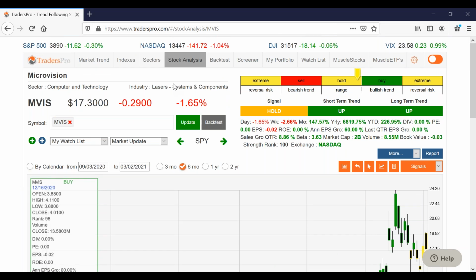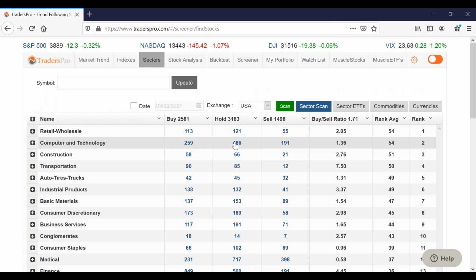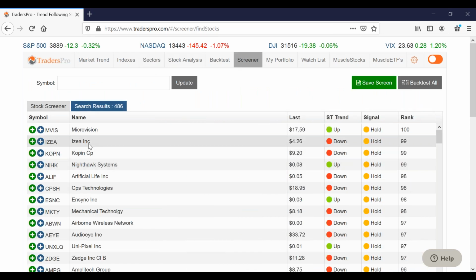But I've seen stocks reverse, bearish reversal days, especially in this recent bull market. All right, another in computer and technology. We've already gone over this one before.